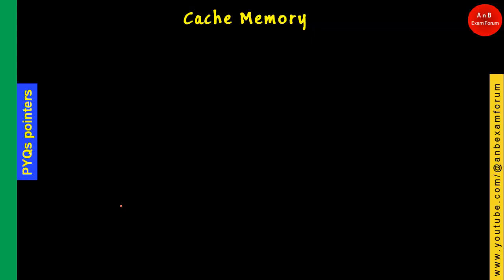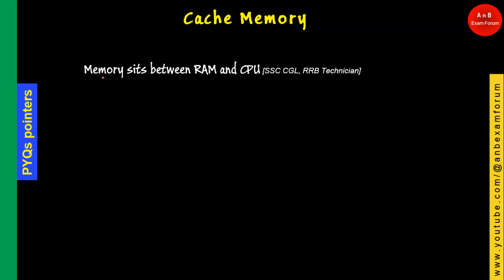Let's see the next memory, that is cache memory. And this is a very important topic, and generally in the exam questions are asked from this cache memory. It is basically the memory which sits between RAM and CPU. So your CPU is there, RAM is there, so near to the CPU one cache is there, so it sits between RAM and CPU. The next one, where it is located: inside the CPU or near the CPU.